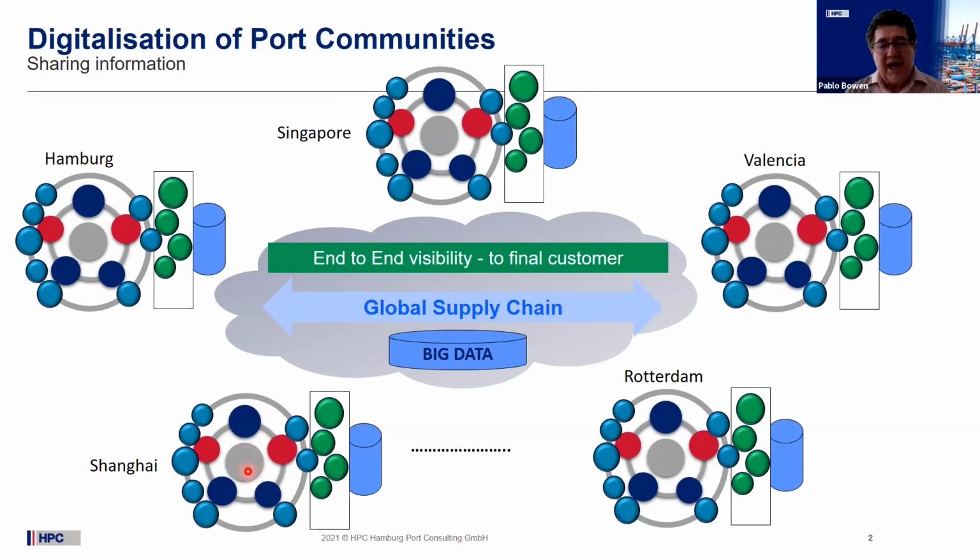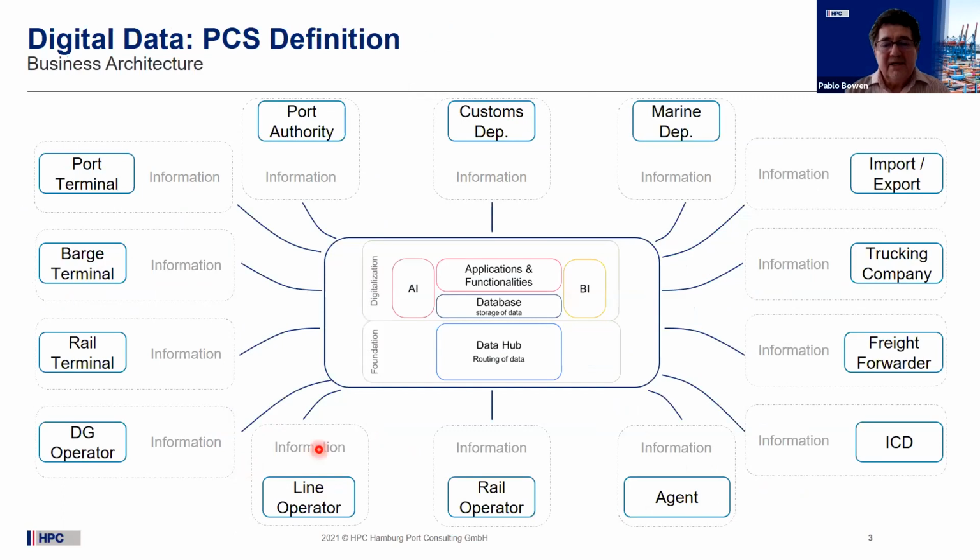And if we do a double click in a port community today, we can see that a port community system has a lot of stakeholders, like port terminals, different port authorities, customs department, marine department, importers, exporters, customers, trucking companies, freight forwarders, line operators, all the stakeholders in a big port community. And if you have a PCS, you can share information. You can provide information and obtain information at the same time, information that you don't have internally, or perhaps you have, but it's not so updated and it's affecting your operation.